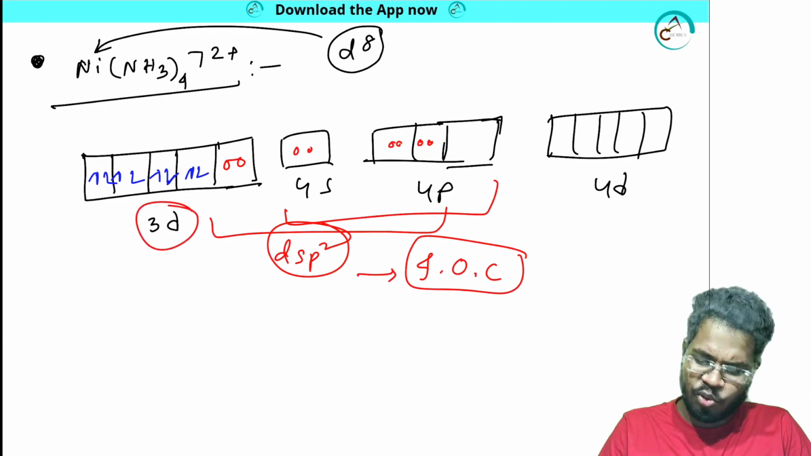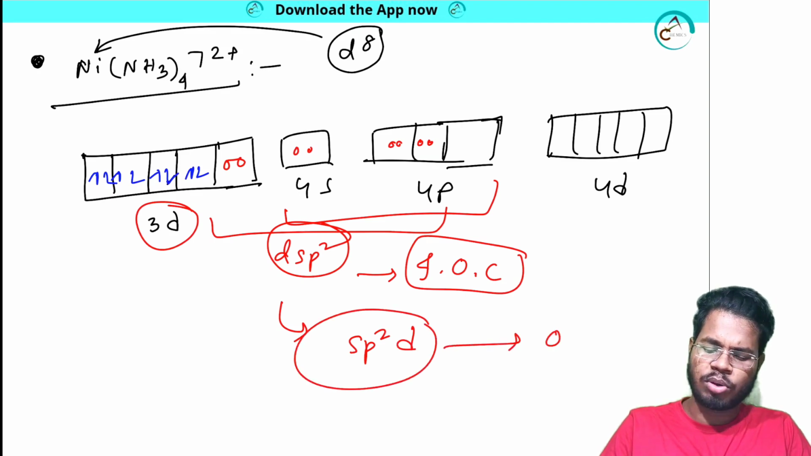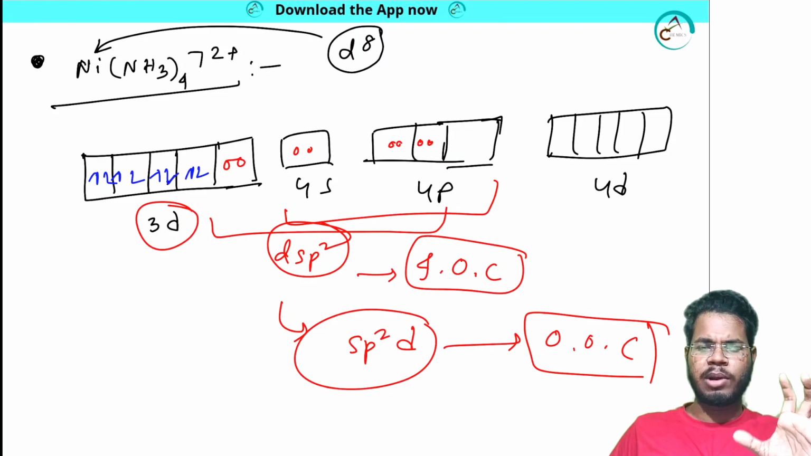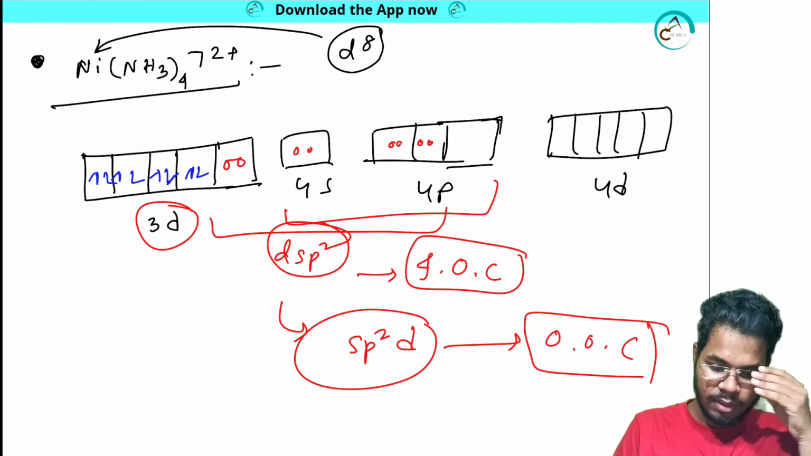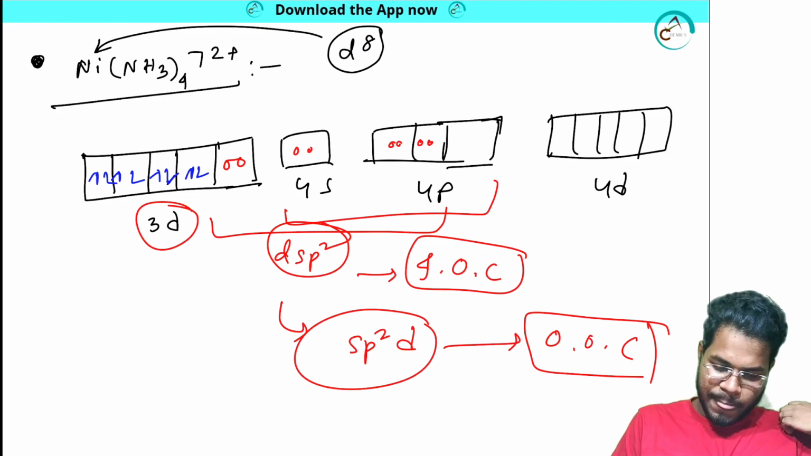Sometimes in some cases, if you use sp2d hybridization, that will be an outer orbital complex, but that is not that famous, so I am not discussing it. Just try to remember what is inner and what is outer. There is nothing else in that. Okay, no problem. Now we are done.